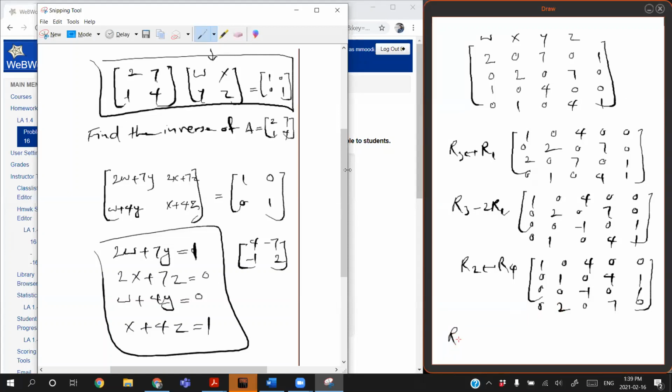So for that, I will do row 4 minus 2 row 2. 1, 0, 4, 0, 0, 0, 1, 0, 4, 1, 0, 0, negative 1, 0, 1, and then 0, negative 2 times this added to this 0, negative 2 times this to this 0, no change, and negative 2 times this is negative 8 added to this negative 1, and negative 2 times this is negative 2 added to this negative 2. Make sense?